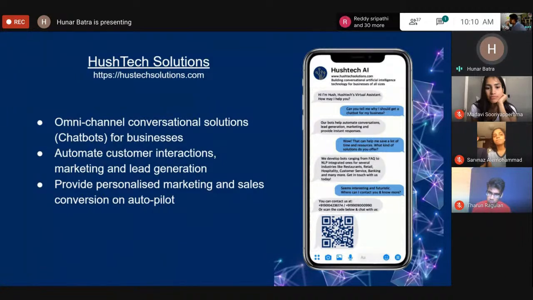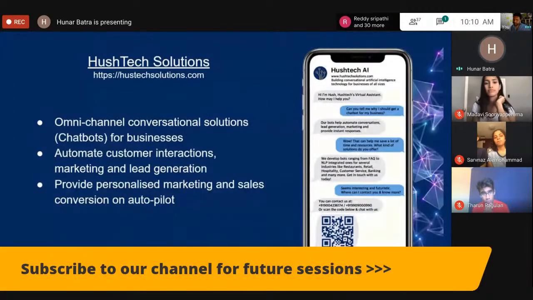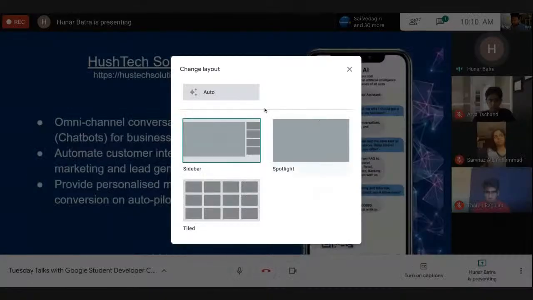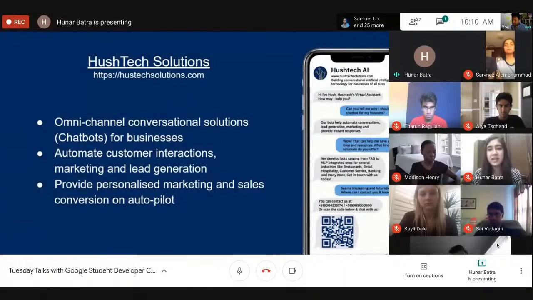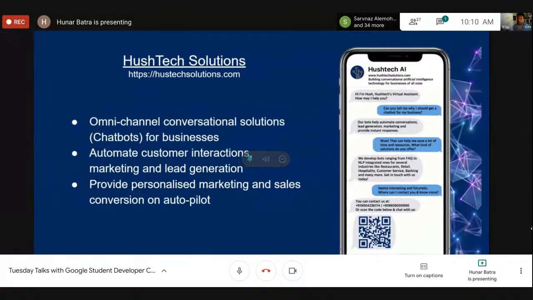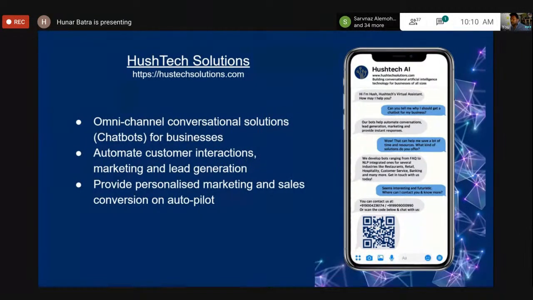So first I'll be starting with Hashtag and what we build. At Hashtag, we have been building conversational omni-channel solutions for businesses to help them automate their interactions with customers, marketing and lead generation. I'm pretty sure that you all must have interacted with at least one chatbot in your life, because chatbots are becoming widespread these days and they're literally everywhere now. A lot of businesses, especially e-commerce businesses, have been deploying chatbots to handle their day-to-day social media interactions with their clients.